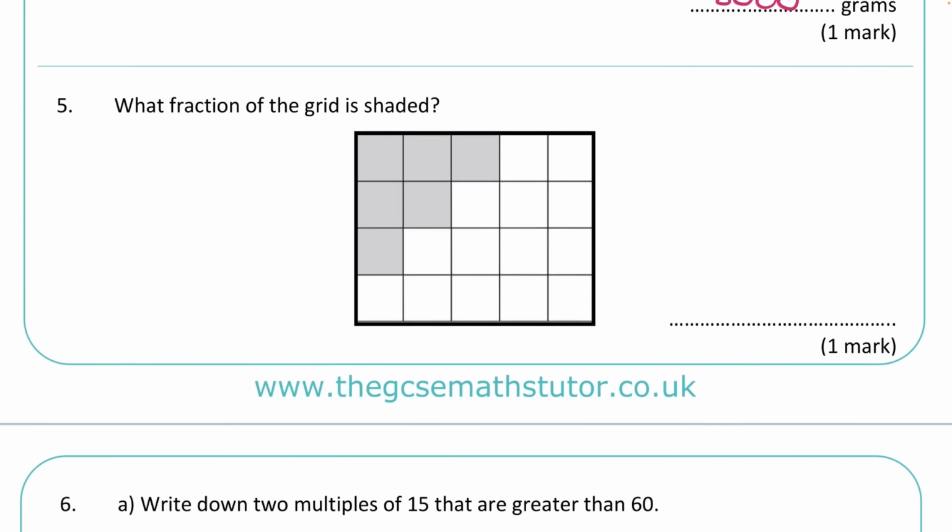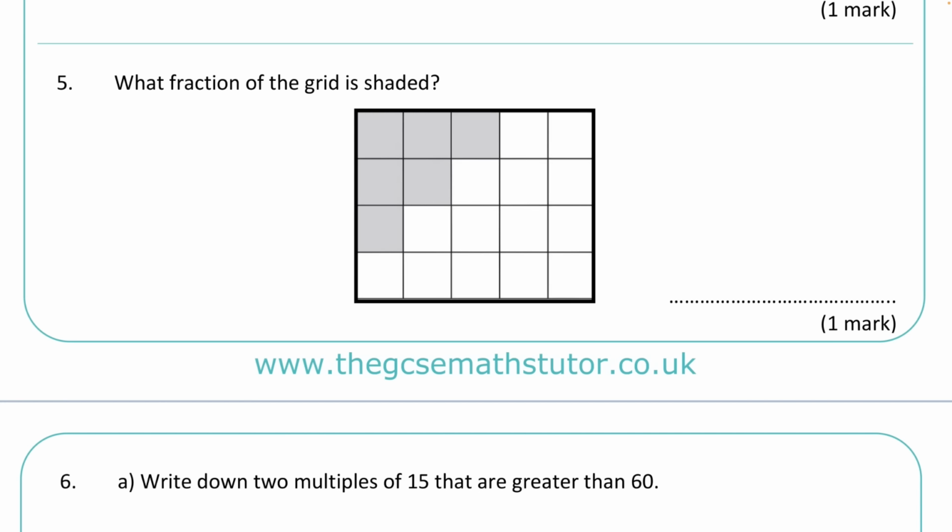This next one, what fraction of the grid is shaded? Well, there are 1, 2, 3, 4, 5, 6 that are shaded. So if we write this as a fraction, which is going to be our easiest way, 6 on the top, and that's out of, and to be fair, we could just count how many are here. So there are 4 across, and there are 5 along here. So there are 20 squares in total, 4 times 5, so that's 6 out of 20.